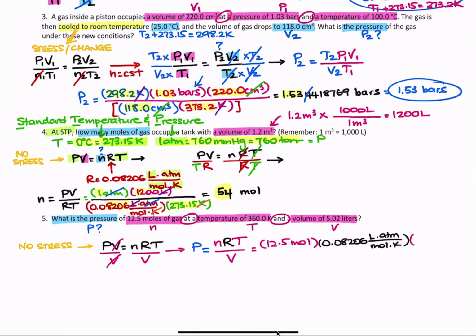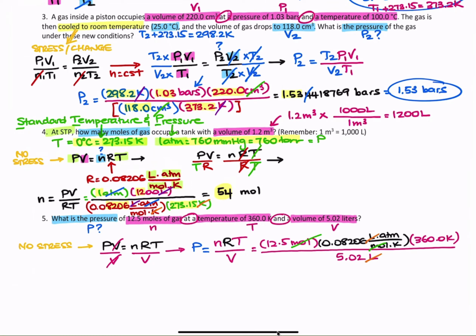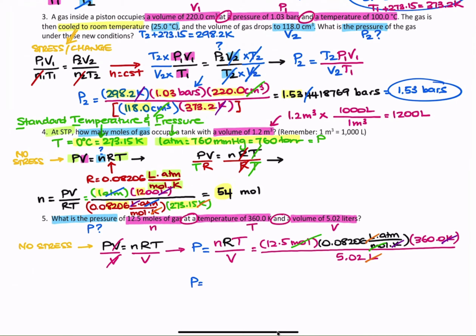The temperature T is 360.0 Kelvin, everything divided by the volume in liters, 5.02 liters. Check that your units cancel properly: the mole with the mole, the liter with the liter, the Kelvin with the Kelvin, so you're left with a unit of pressure. You plug this into your calculator and you get 73.5597 atm.